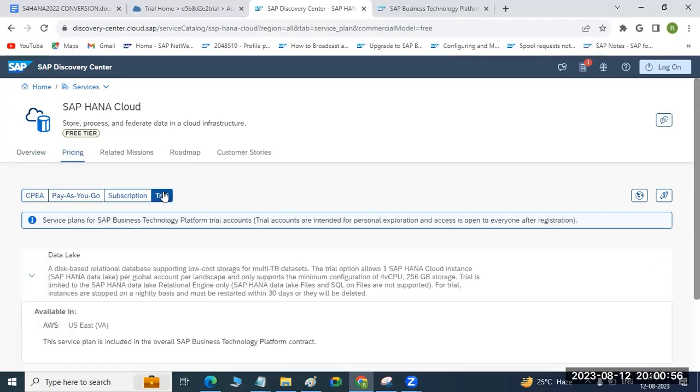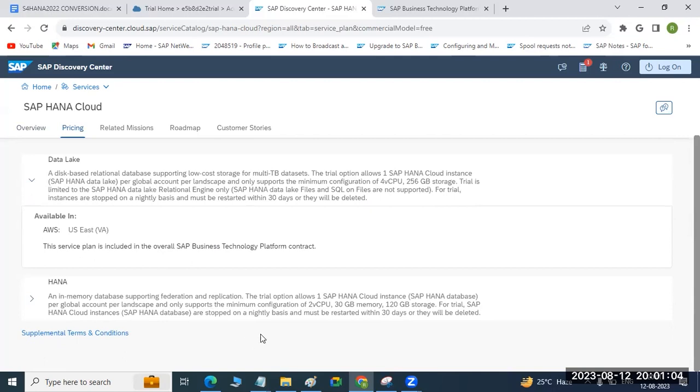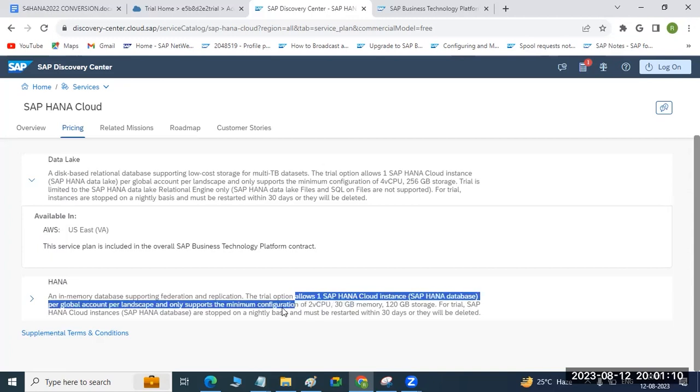Suppose you want to go for the trial account. So someone asked, what is meant by trial accounts here? This is the one you can use here, right? You can see here, the trial option allows one HANA Cloud Service database for the global account for the landscape. It only supports the minimum configuration, as I told you, 32 GB or something like that. So 2 CPUs and 30 GB only you can use.